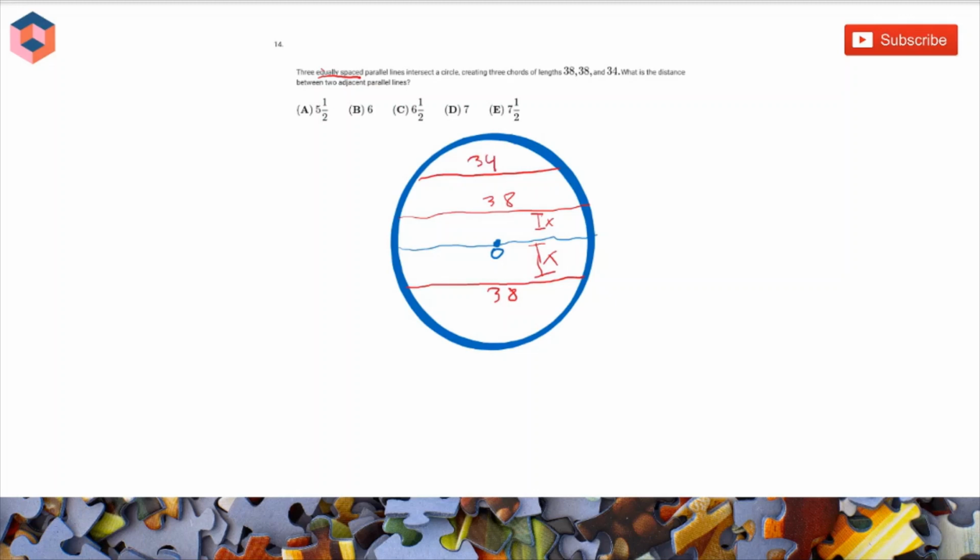And now we can make some more lines. Notice that whenever you draw a line from the center of a circle to a chord, it will actually be the perpendicular bisector. That's a very important theorem that you should know for this problem. So I'm going to draw the perpendicular bisector. Whenever a line from the center to a chord bisects that chord, it will be perpendicular.